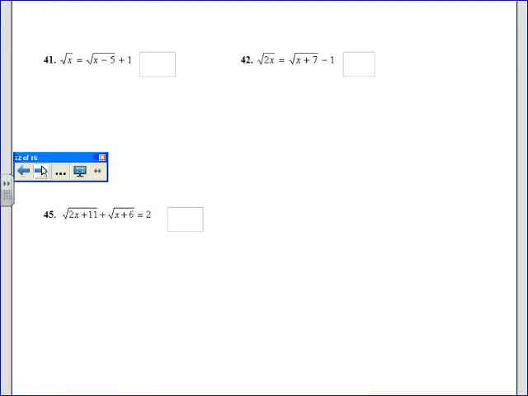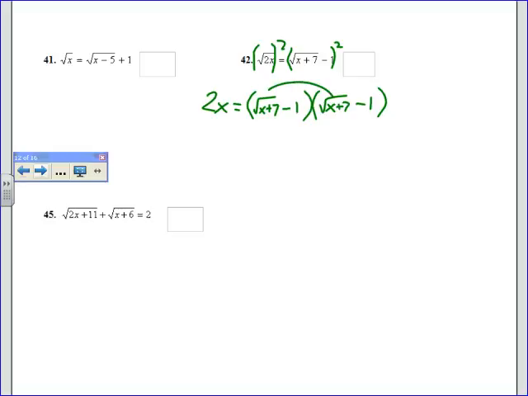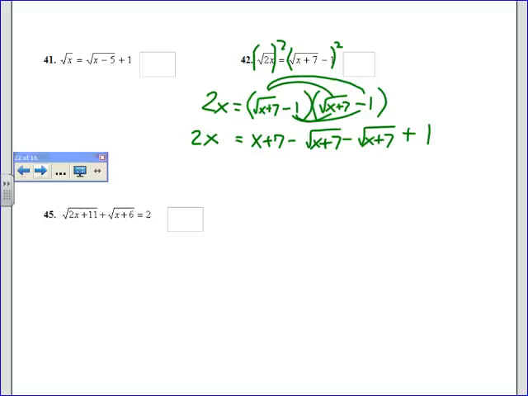Let's move on to number 42. And you're turning the page. Number 42 says the exact same thing. We're going to start off by squaring both sides. On the left-hand side, you're going to get just 2x equals, and what we're doing here is multiplying square root of x plus 7 minus 1 times another square root of x plus 7 minus 1. And you're going to have to FOIL. This times this is just x plus 7. This times that is negative square root of x plus 7. This down here is another negative square root of x plus 7. And the negative 1 times negative 1 is a positive 1. And that equals all 2x.